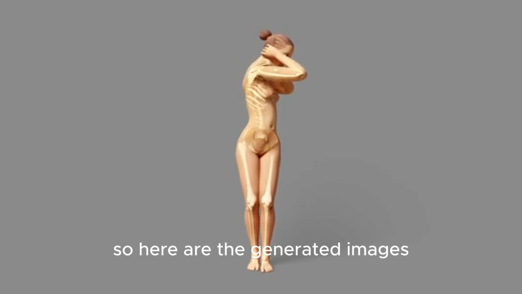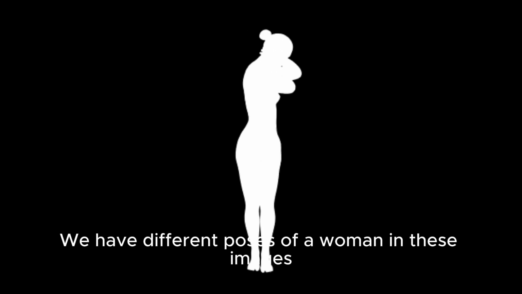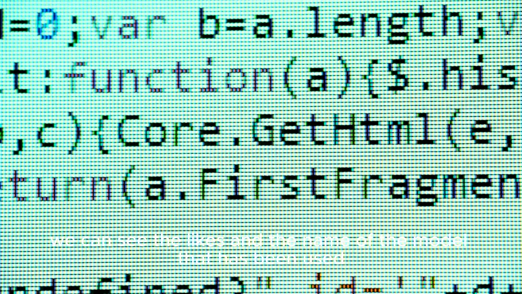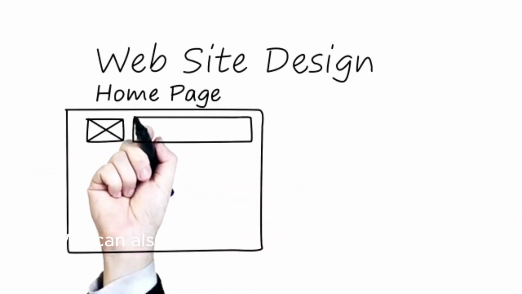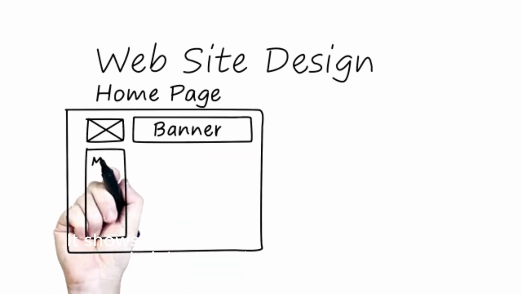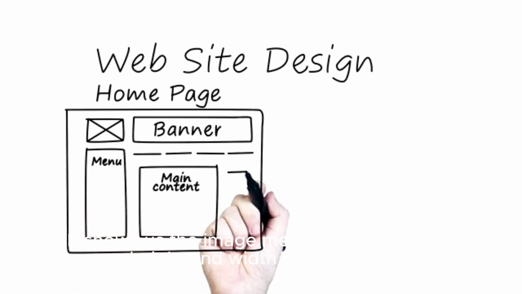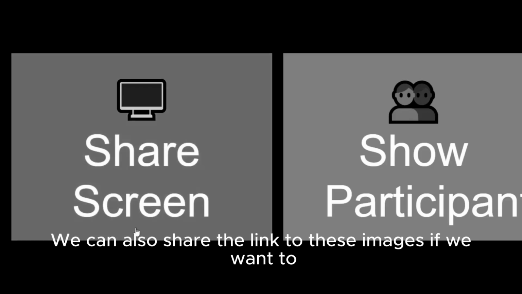Okay, so here are the generated images. We have different poses of a woman in these images. If we look towards the top left corner, we can see the likes and the name of the model that has been used. We can also download the images by clicking on these 3 dots. It shows us the image metadata, such as the height and width and the likes. And then we can download it in full resolution by clicking on this button. We can also share the link to these images if we want to.